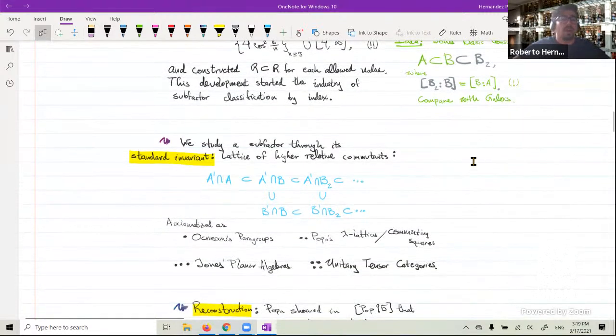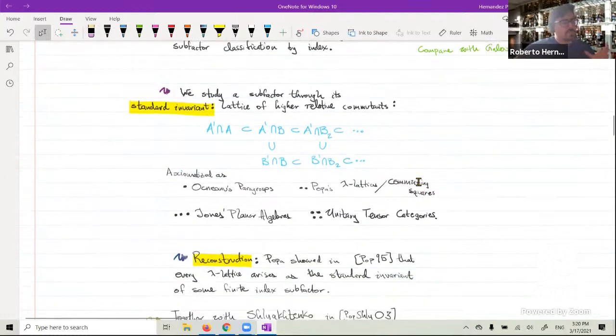Now you can ask yourself, why only 2 rows? Why not add another row for B2 and B3 and so on? Eventually, at step 2, you would get some redundancy. So this is really all you need. Now this blue structure here, the standard invariant, is so rich in structure that it can be formalized or presented in very many ways. For instance, and one which we will not touch upon, is Ocneanu's formalism of paragroups, but perhaps more relevant to us are Popa's lambda-lattices and commuting squares.